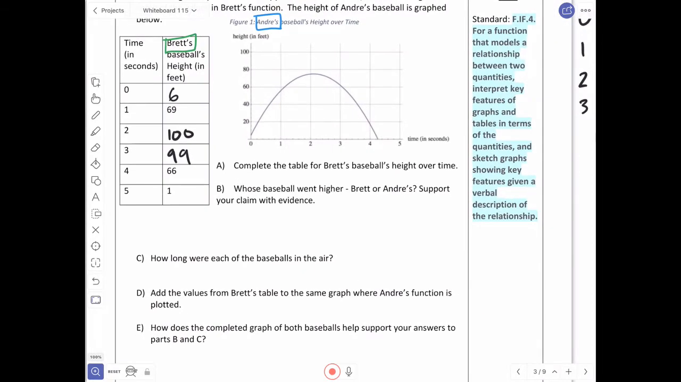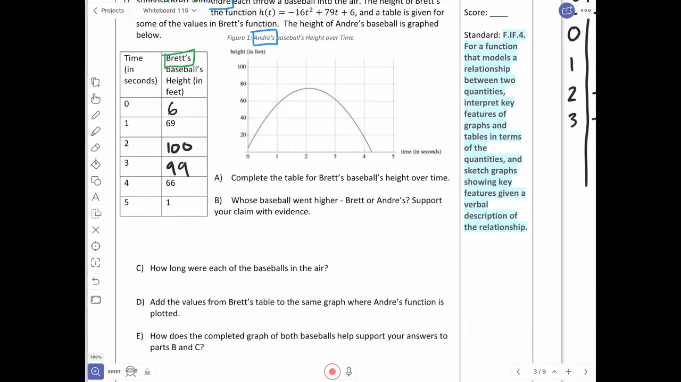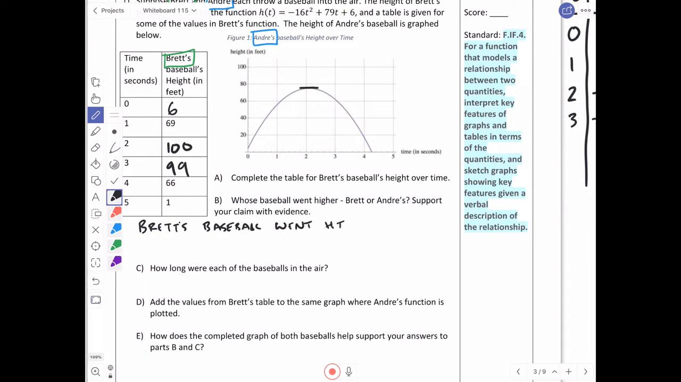Okay. Whose baseball went higher, Brett or Andre's? Support your claim with evidence. Okay, so I'm seeing here that Andre's baseball definitely never went over 80 feet. So I'm going to say Brett's baseball went higher.